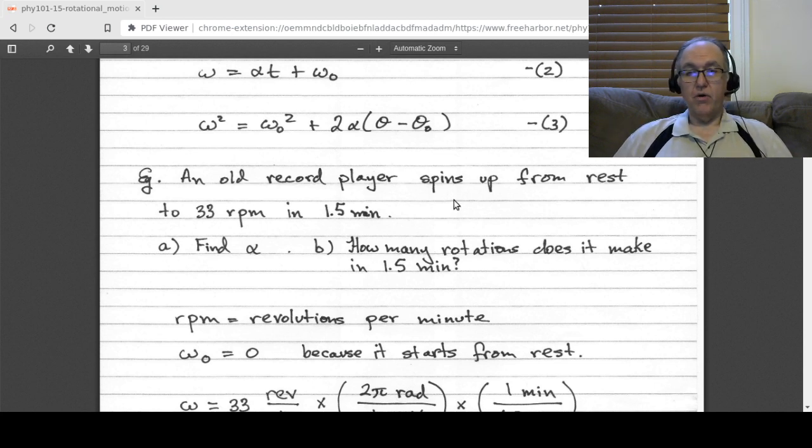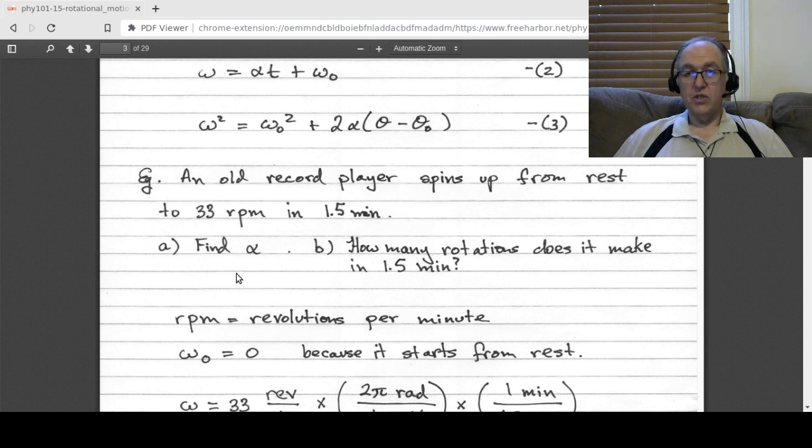So, an old record player. I don't know if you've ever seen these, those old record players where you put the records on them and you'd have this needle which sat in there. Some really old school stuff. These record players would spin at 33 RPM. But when you turn them on, the record starts at rest and then it spins up. So an old record player spins up from rest to 33 RPM in 1.5 minutes. RPM stands for revolutions per minute. We'll look at that in a second.